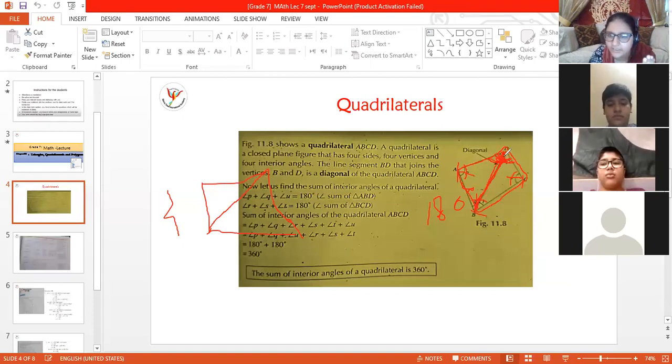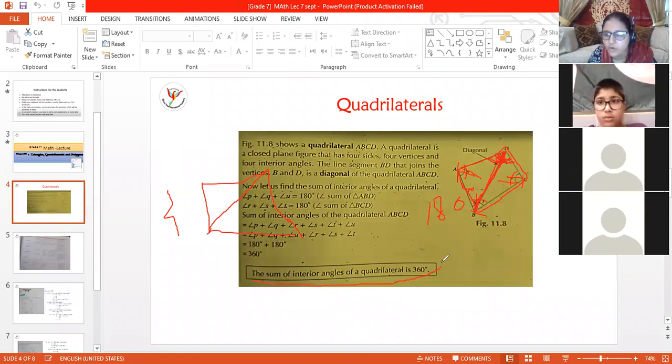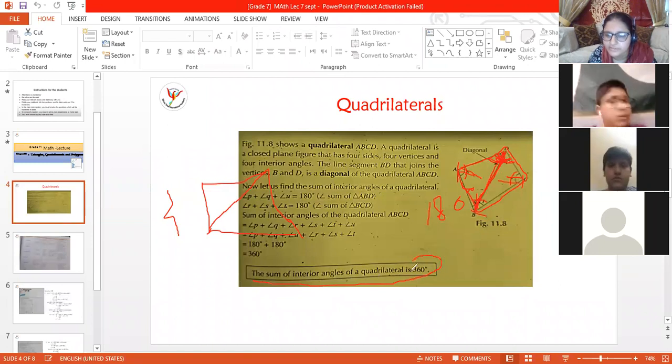So one triangle formed is A, B, and D. The other triangle is B, D, and C. And all the triangles have interior angles. The sum of angles of a triangle is equal to 180 degrees, which means 180 degrees, 180 degrees. So the sum of the interior angles of a quadrilateral is equal to 360 degrees. Do remember this, that the sum of interior angles of a quadrilateral is equal to 360 degrees.